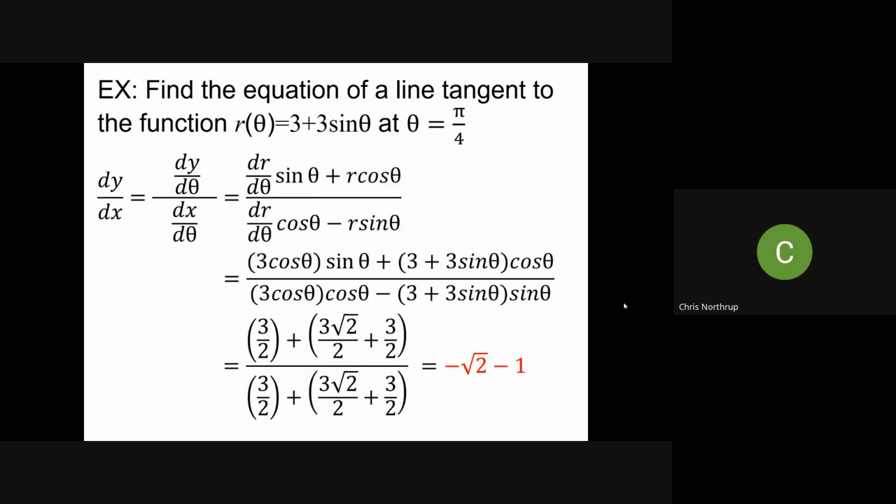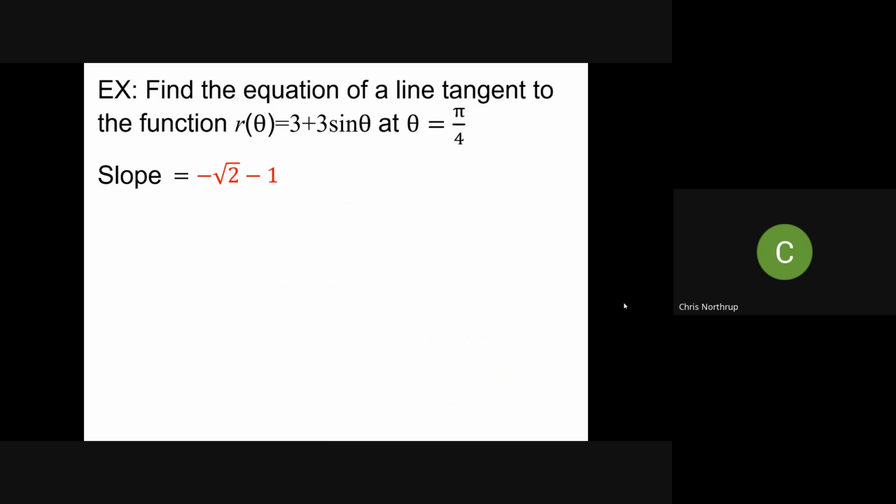Here is my working out of the slope. So I just plug right in, and I'm going to use pi over 4 each time I have a cosine theta or a sine theta. So it looks like my slope is negative root 2 minus 1.